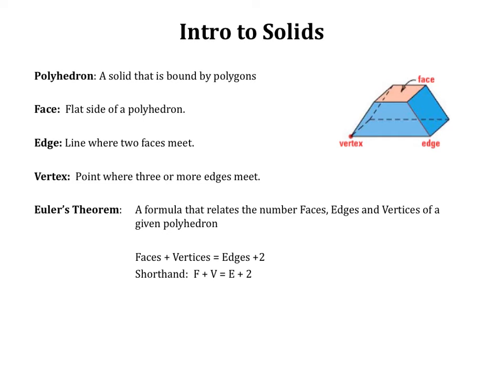Now we have a theorem to relate all of these, so this is Euler's theorem. Euler's theorem is a formula that relates the number of faces, edges, and vertices of a given polyhedron. The theorem is faces plus vertices equals edges plus 2, which is often written in shorthand, F plus V equals E plus 2.